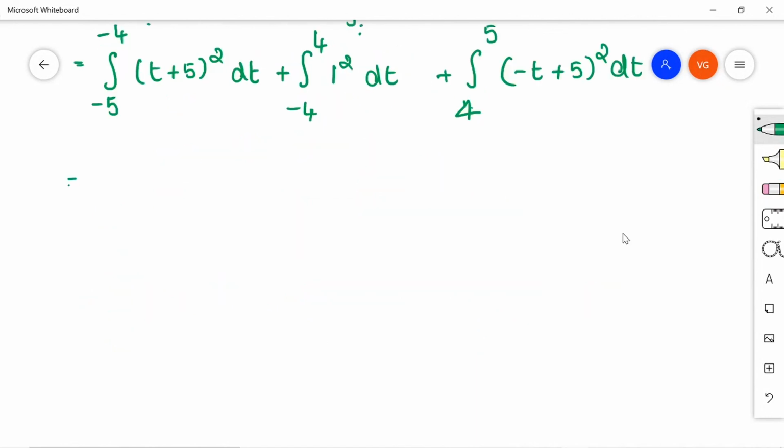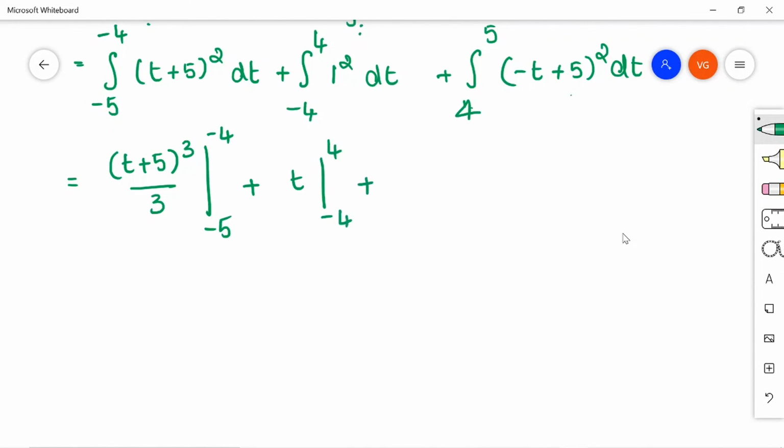Now let us solve this integration. This is of the form integral x square, so this will be x cube by 3. So this I can write as t plus 5 whole cube divided by 3 with the limits minus 5 to minus 4, plus integral 1 is nothing but t with the limits minus 4 to 4. Plus again, this is of the form x square, so this will come to x cube by 3. So that is nothing but minus t plus 5 whole cube divided by 3. For minus t, you have to take one more integration, that will be minus 1. So this plus I am writing as minus, as I have to multiply with minus 1, just changing the sign from plus to minus. Limits are 4 to 5.